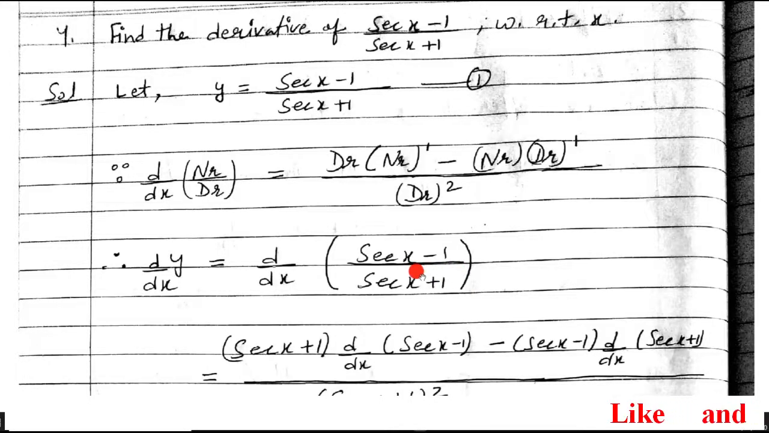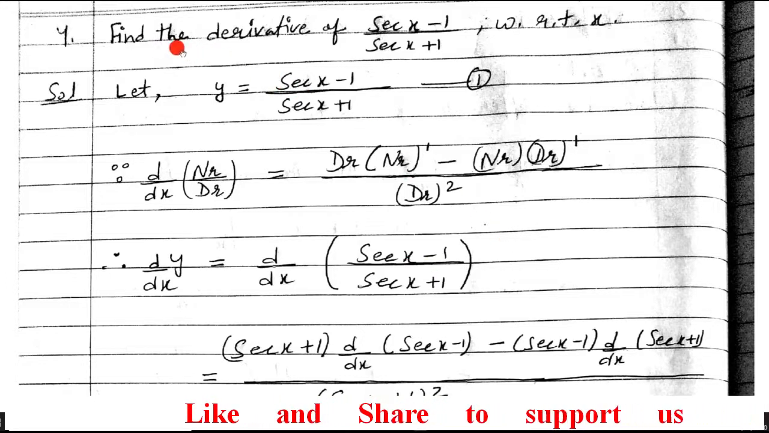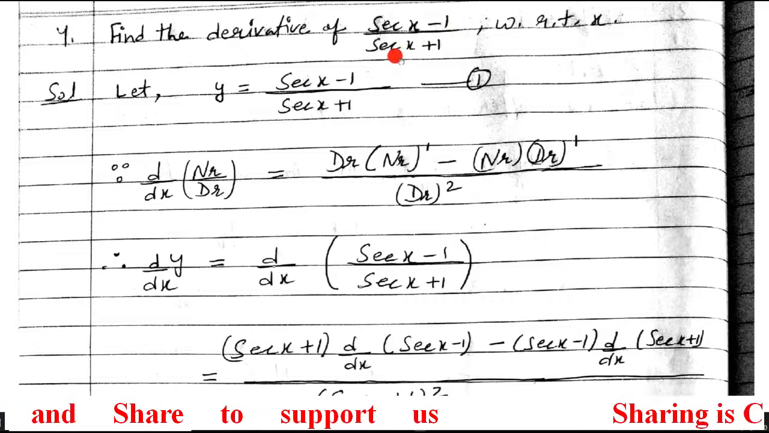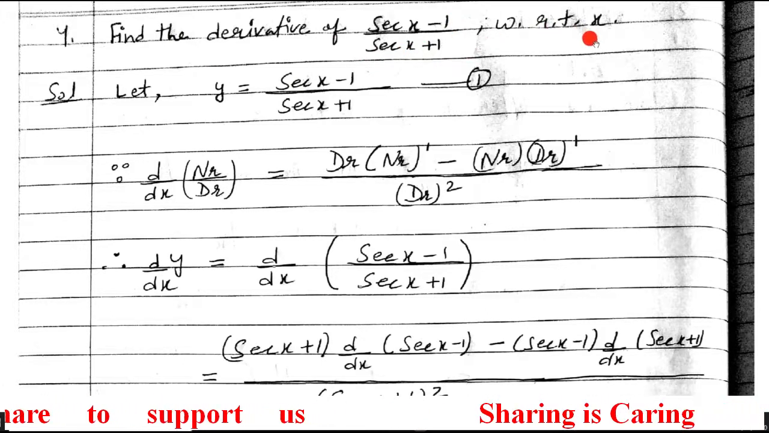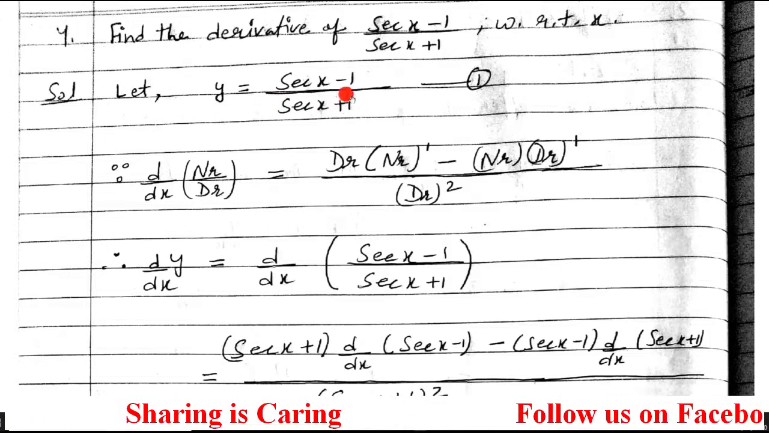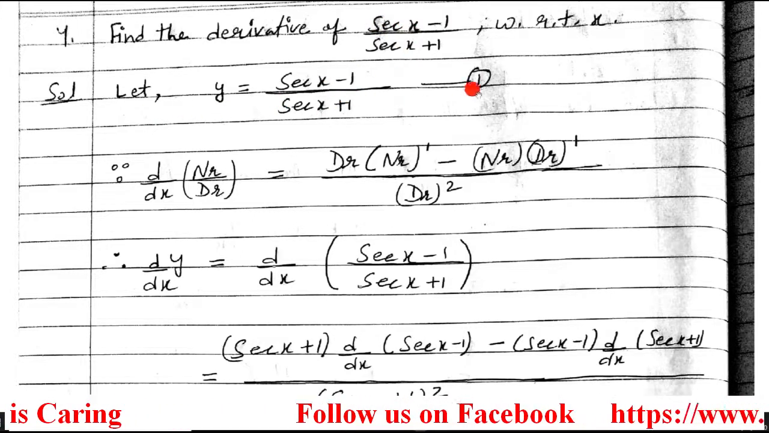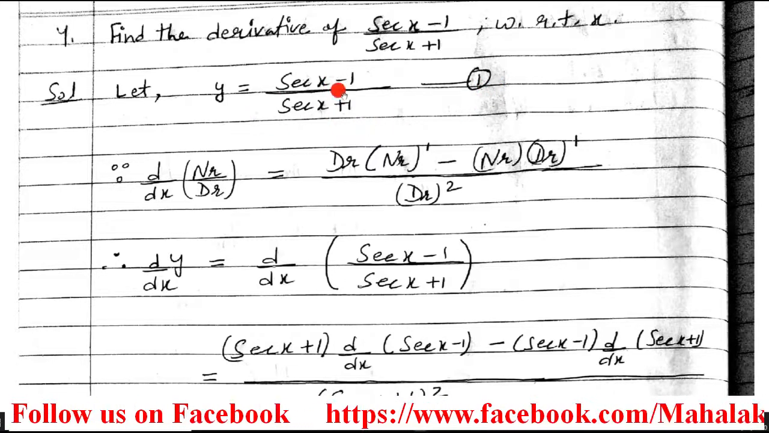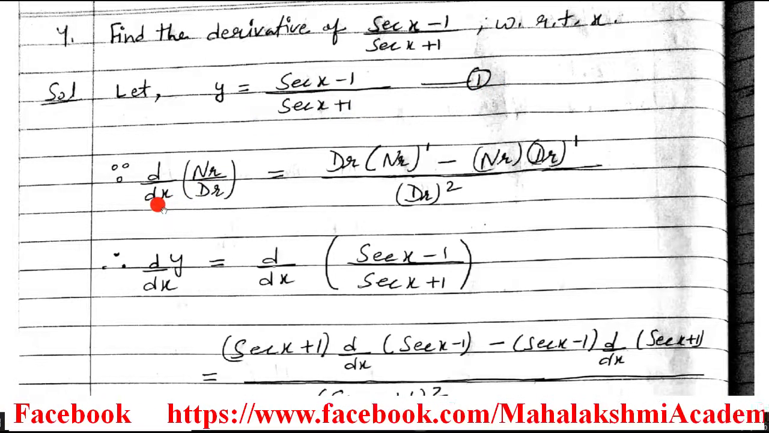Everyone, I am going to explain question number 4 and 5 of exercise 7.1 of class 12. As you can see the question, find the derivative of (sec x minus 1) upon (sec x plus 1) with respect to x. So first we assume let y is equal to whatever be the question, and we'll assume it as the first equation.